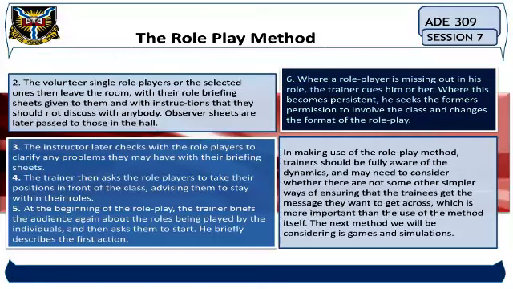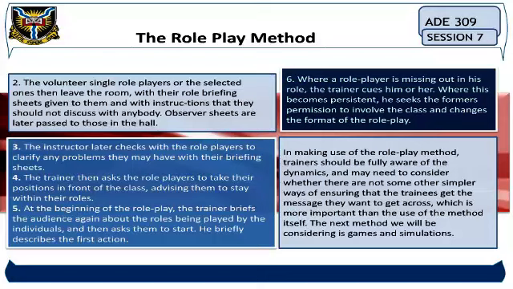6. Where a role player is missing out in his role, the trainer cues him or her. Where this becomes persistent, he seeks the former's permission to involve the class and changes the format of the role play. In making use of the role play method, trainers should be fully aware of the dynamics and may need to consider whether there are not some other simpler ways of ensuring that the trainees get the message they want to get across, which is more important than the use of the method itself.